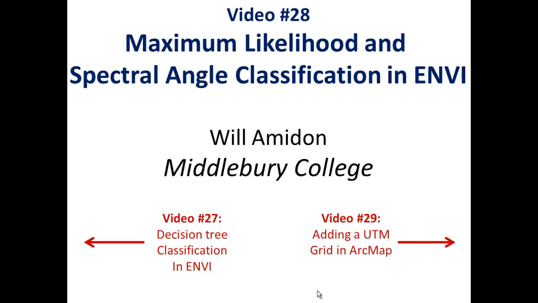Hi everybody, welcome to video number 28, Maximum Likelihood and Spectral Angle Classification in ENVI. So the last few videos we've been working on classifying an image from Yellowstone National Park, trying to break out areas of burned trees versus unburned trees, as well as water and rock. In the last video I showed you how to do this using a decision tree classification in ENVI. In this video, I want to show you these two other techniques.